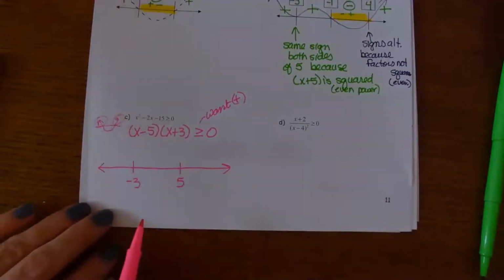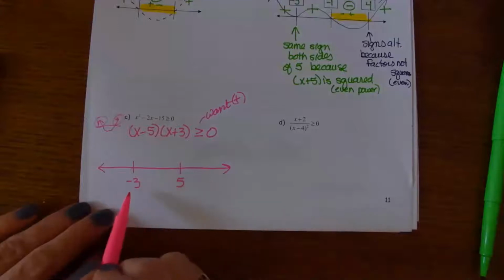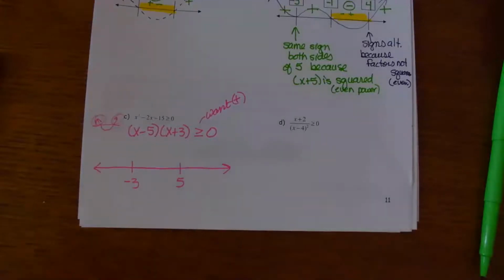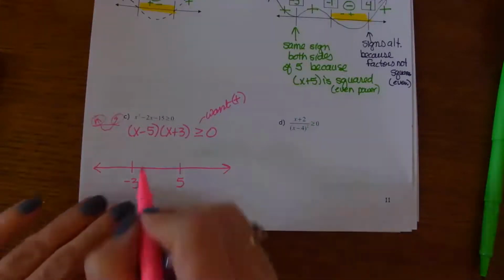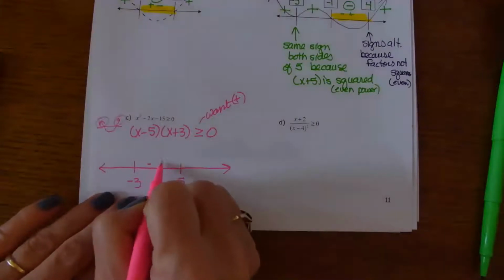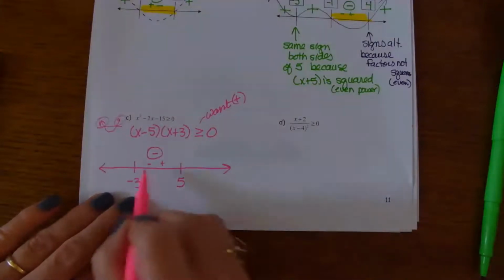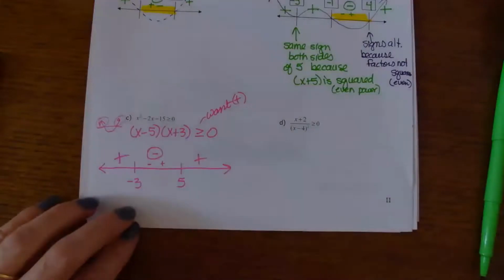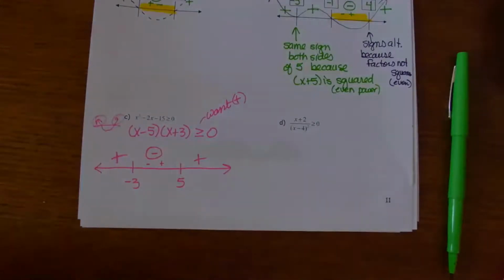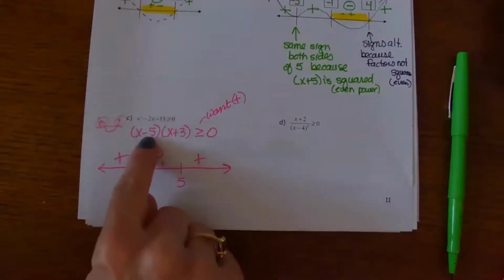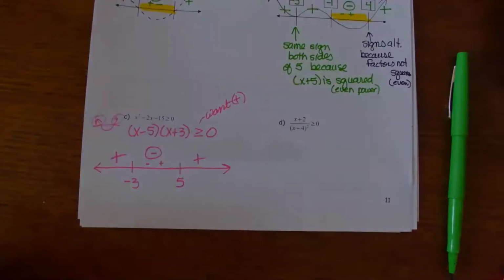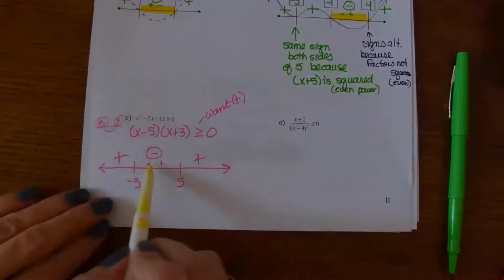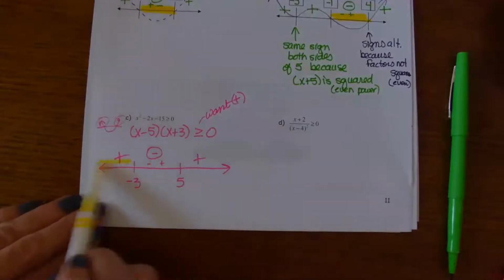Again, I'm going to plug in a 0 because it's between the negative and the positive. What happens when you plug a 0 in? You get a negative times a positive, which is a negative. Signs alternate. So I got that done. Why do signs alternate? Because nobody's squared, right? None of your factors are squared. This is x squared, but that's not a factor. So that doesn't matter. So I want positives.